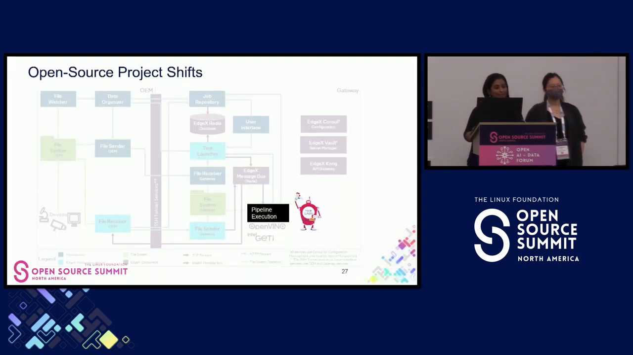So the first one is the open source project shift. This was a situation which was very unpredictable for us. If you remember from the architecture diagram which Elizabeth had shown earlier, we had this black box for pipeline execution. We, as a team, cared only about the input that we are providing and the output that we are receiving back. We didn't care about the implementation piece.